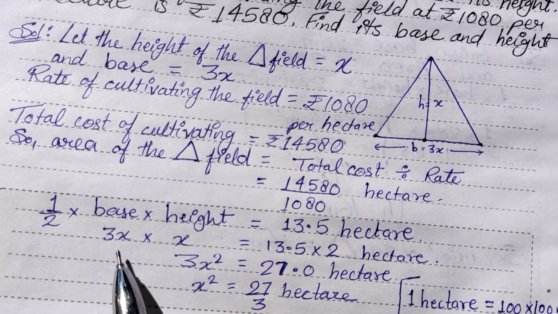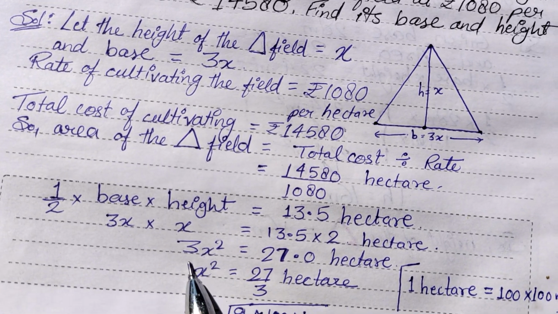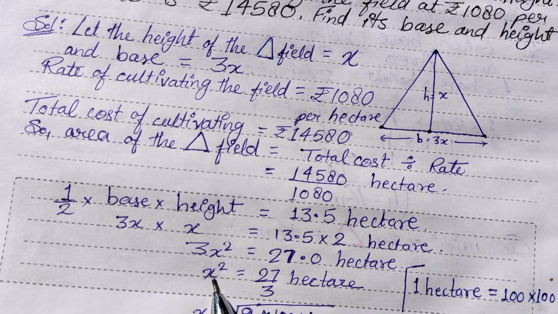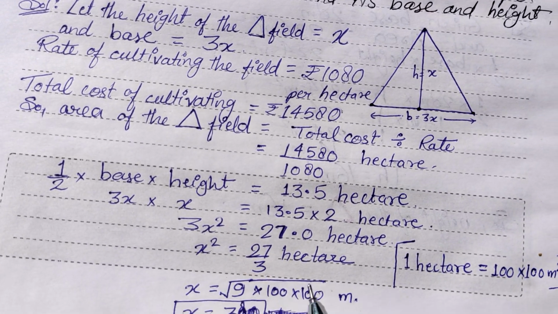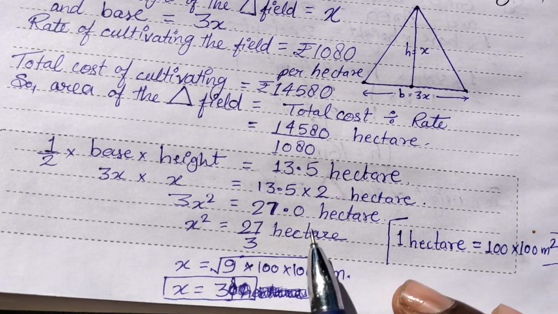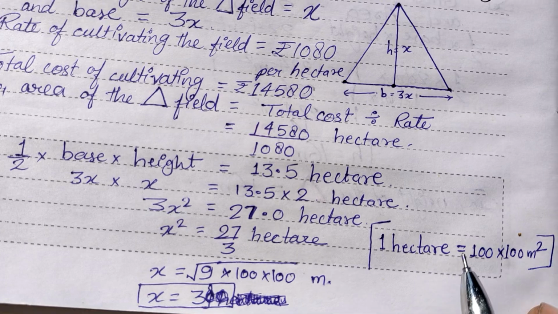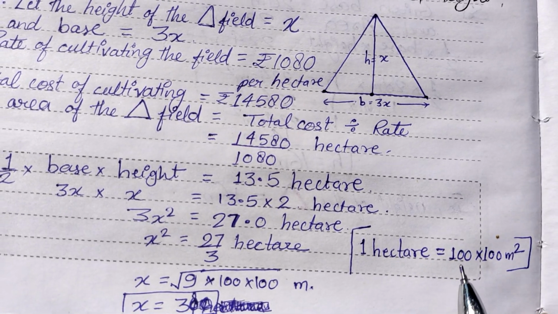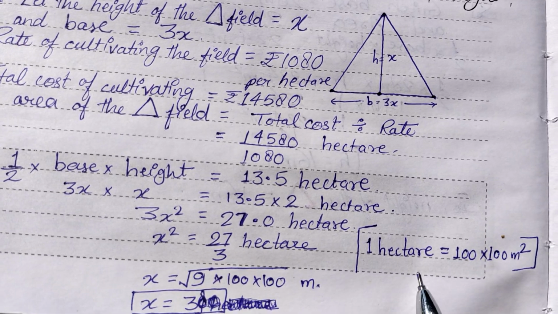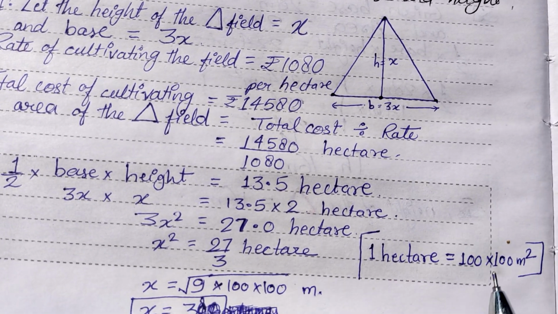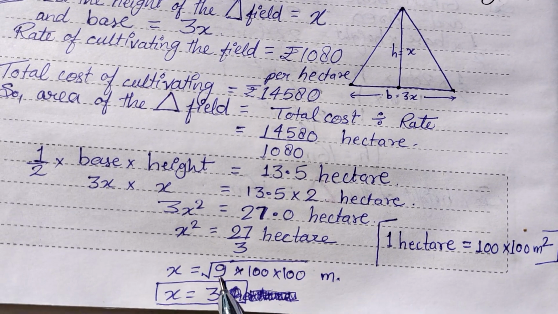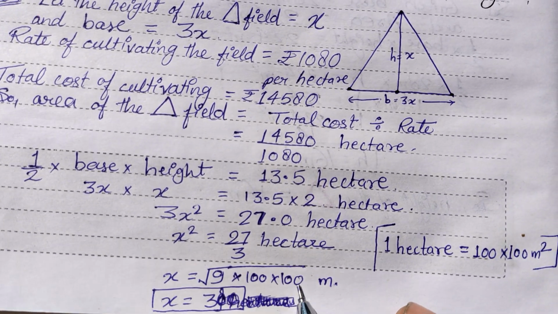It is in hectares. So here we have 3x into x, 3x square is equal to 27.0 hectare. Now x square is equal to 27 upon 3, we have 9 hectare. Now we have to convert this hectare into meter, and we know that in 1 hectare, 100 into 100 meter square is the area. Now 9 hectares, so multiplied with 100 into 100.